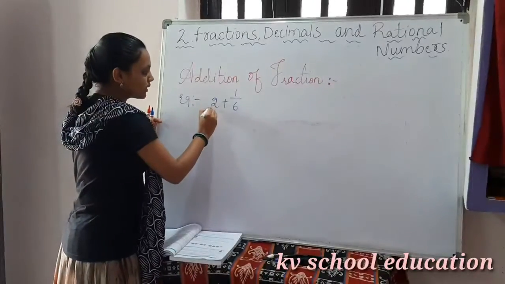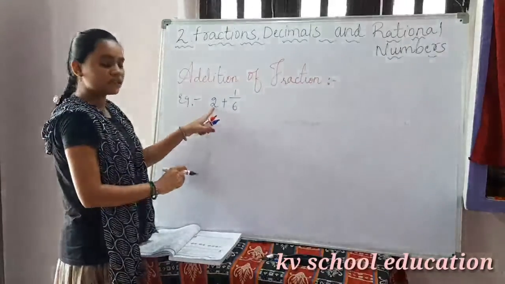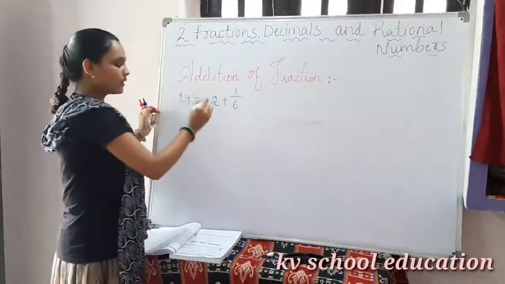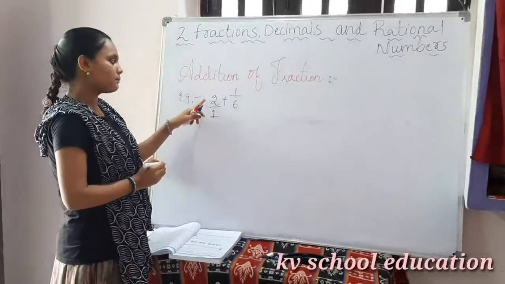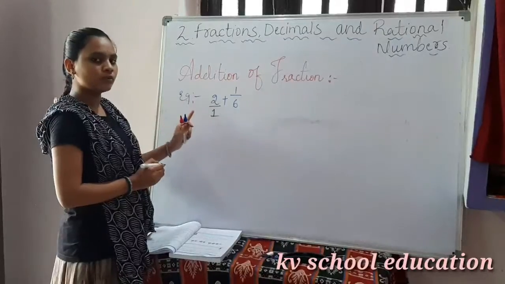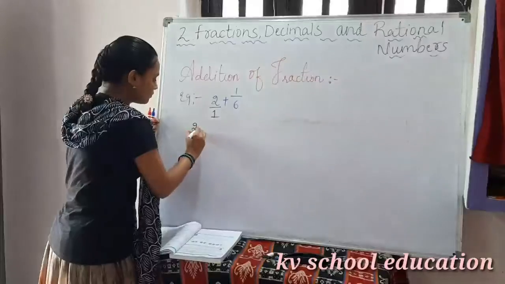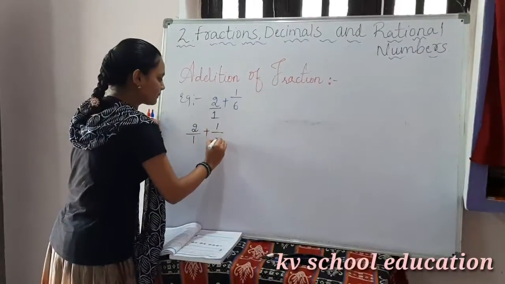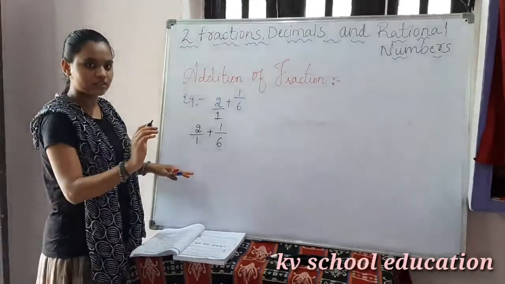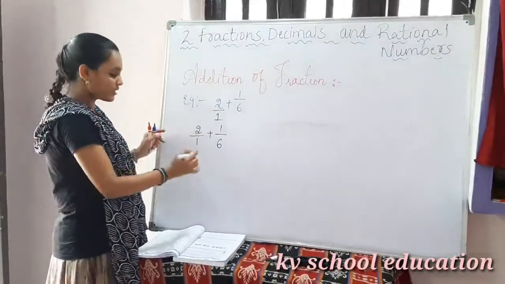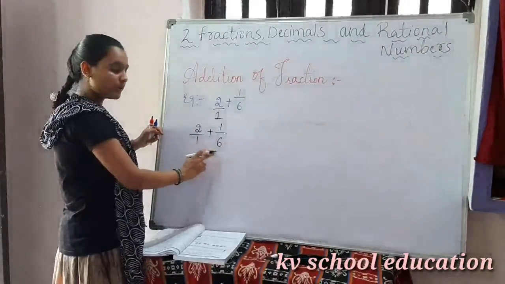Here 2 doesn't contain any denominator. Remember one thing: if a number doesn't contain any denominator, we should take the denominator as 1. For example, 7 is 7 by 1. So now 2 by 1 plus 1 by 6. First we should make them like fractions. Like fractions are those whose denominators are the same. Here 1 is different and 6 is different, so we should make both the same.